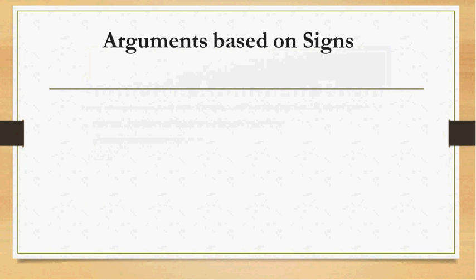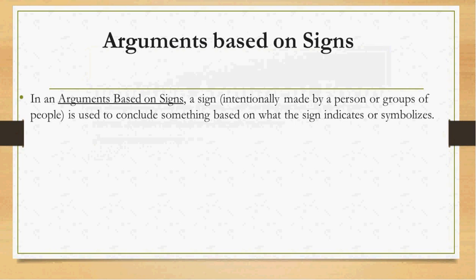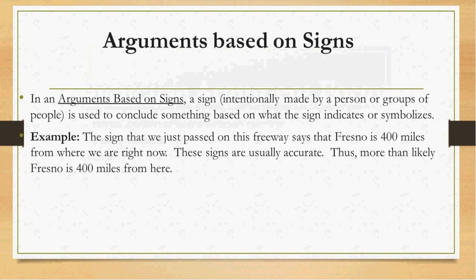Our next inductive argument is argument based on signs. In an argument based on signs, a sign, which is intentionally made by a person or groups of people, is used to conclude something based on what the sign indicates or symbolizes. Here's an example. The sign that we just passed on this freeway says that Fresno is 400 miles from where we are right now. These signs are usually accurate. Thus, more than likely, Fresno is 400 miles from here.